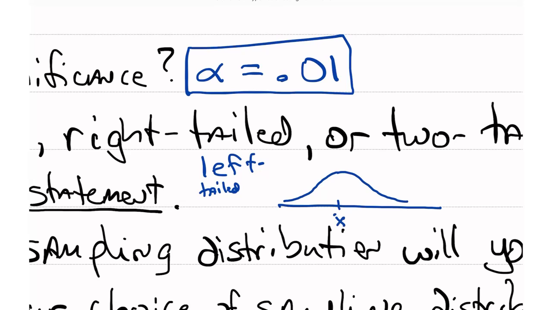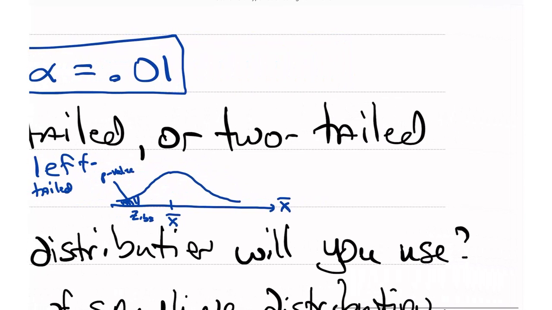This would be x bar. We'll use the x bar distribution. So we'll have x bar of our sample, and in this case, we would have our test statistic. Let's say z observed would be down here. And so z observed would have to be less than our mean, x bar. And we would have a p-value that is here. So left-tailed, we're on the left side of the distribution. Now, right-tailed.